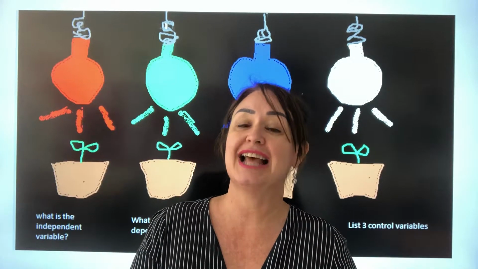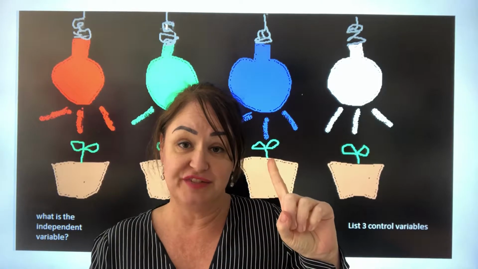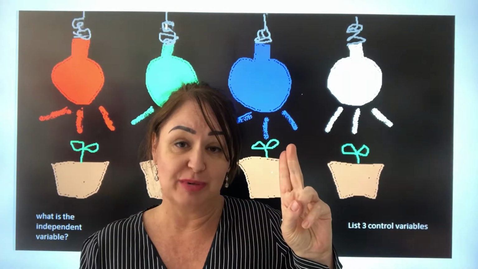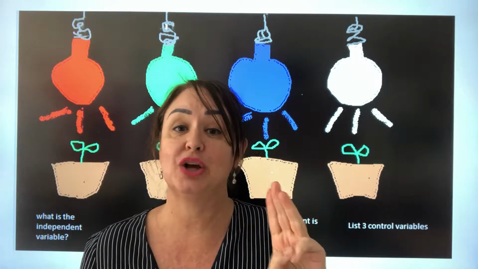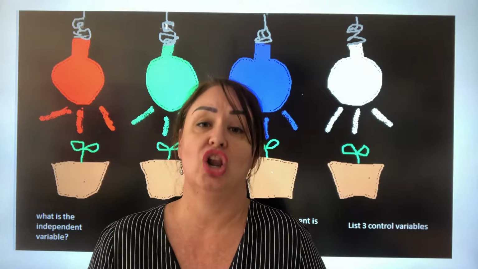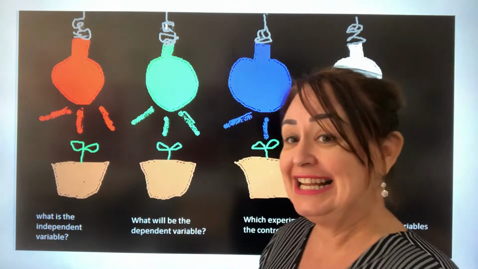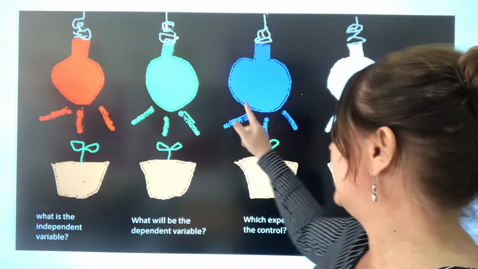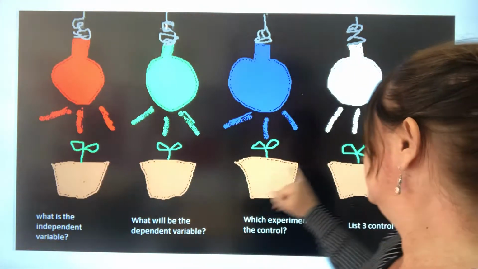1 Minute Science, and we are looking at our variables. Independent variable, dependent variable, control variables, and also setting up a control experiment. So there's 4 things we are looking at. In this experiment, we are investigating to see if the colour of the light affects the growth of the seedling.